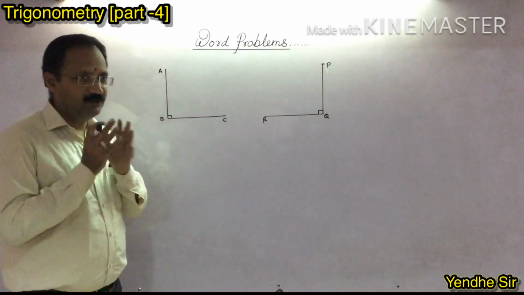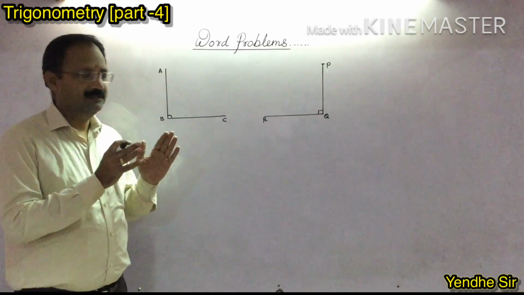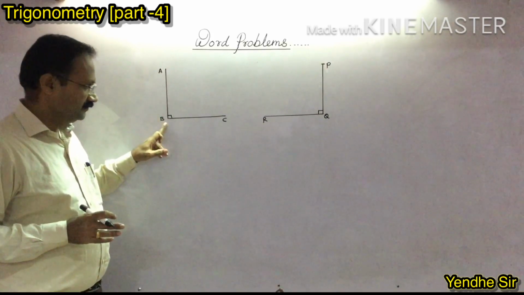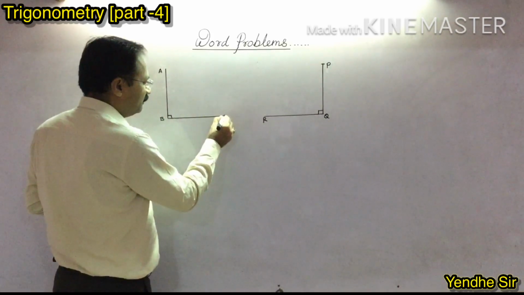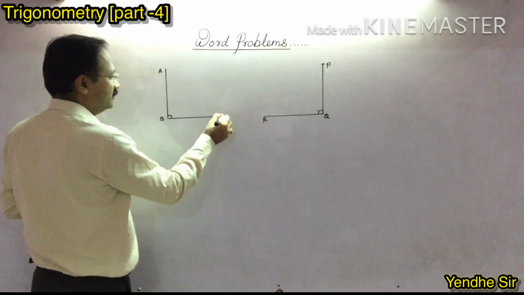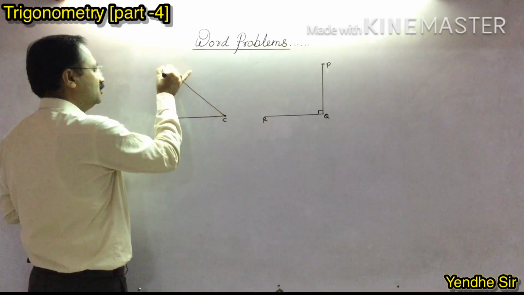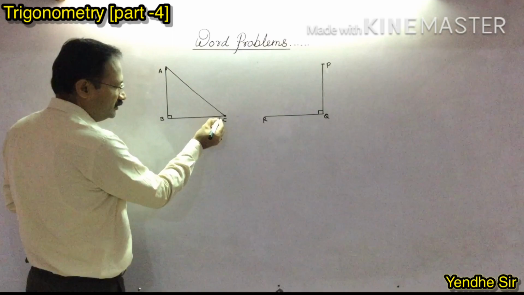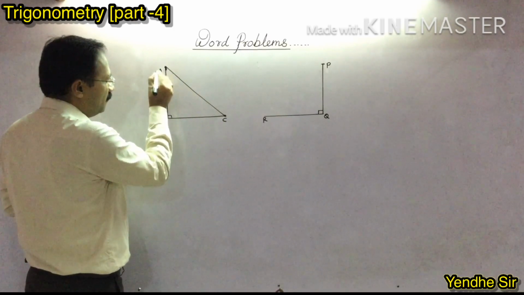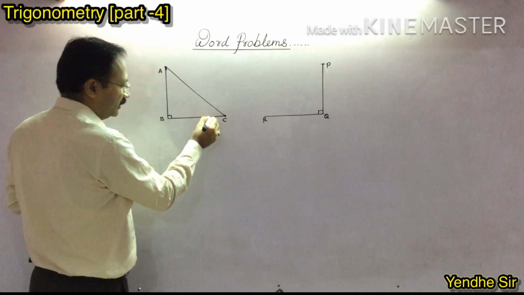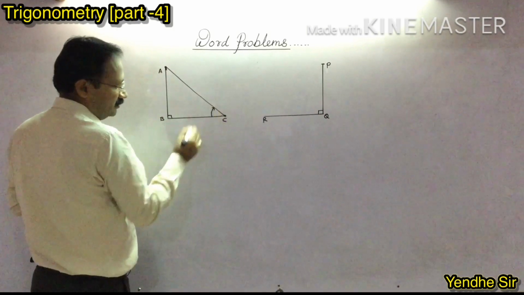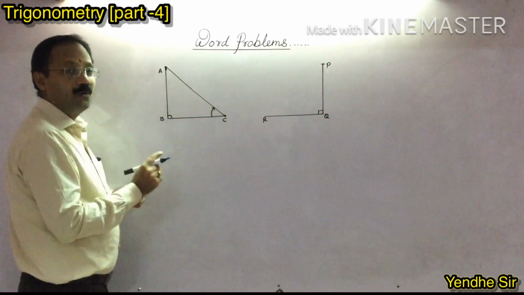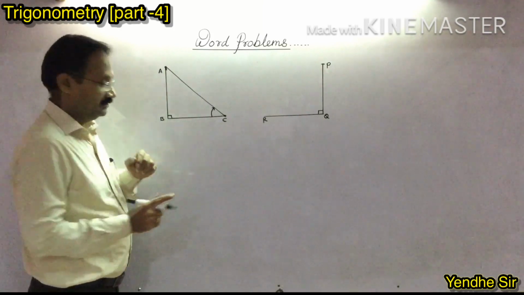Okay, so what is the angle of elevation? Now we are going to see. Suppose this is a tree. AB is a tree, and at the point C there is a person who is going to see the top of that tree. It means that person is seeing the top from the lower to the upper side, and he makes the angle like this, and this angle is called angle of elevation.